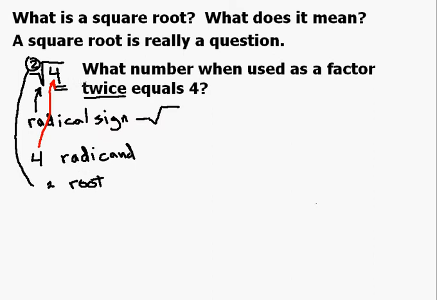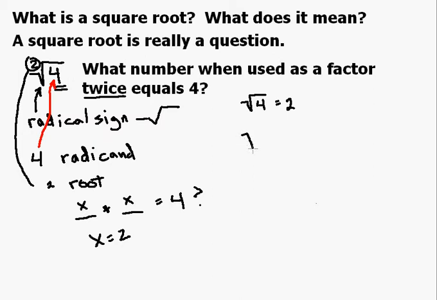So when you ask the question, what number, when used as a factor twice, equals 4, this is how you pose it. You're saying, well, what times itself equals 4? So what are we going to replace x with in this case? Well, the answer would be 2. X would be equal to 2. So when you answer the question, what is the square root of 4? The response is 2.